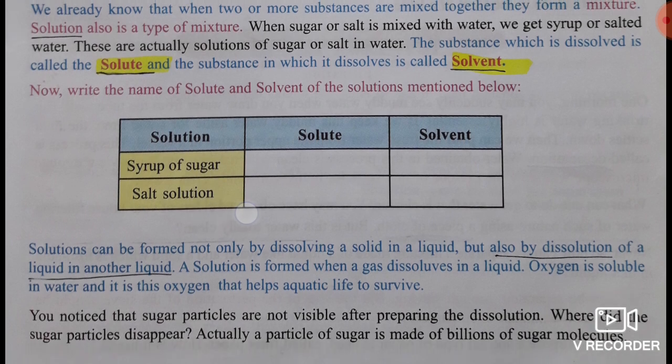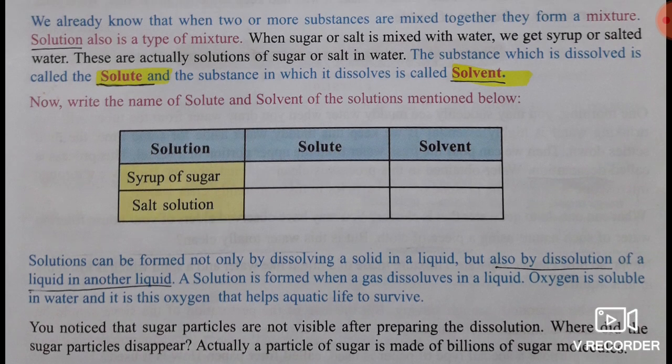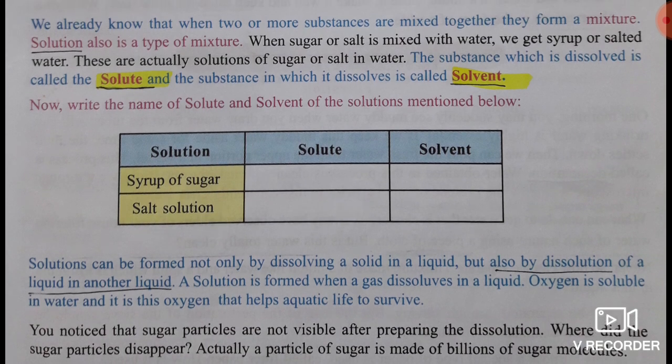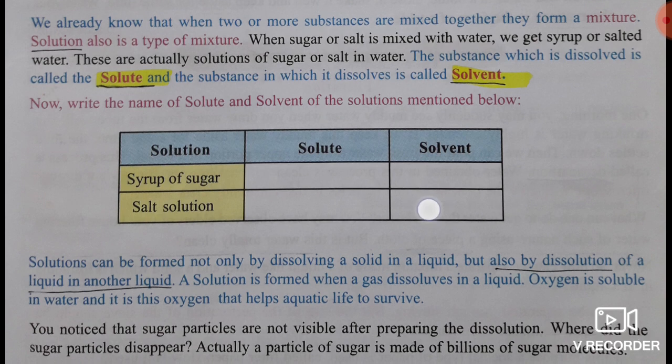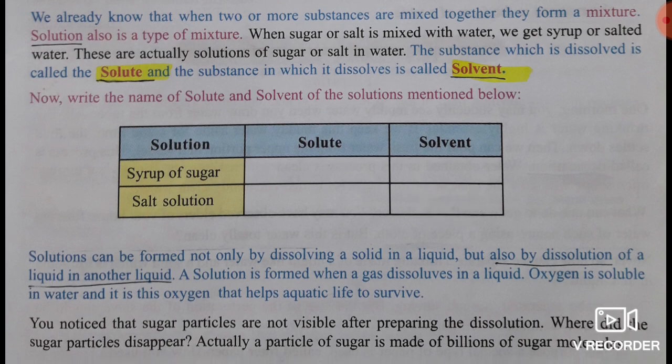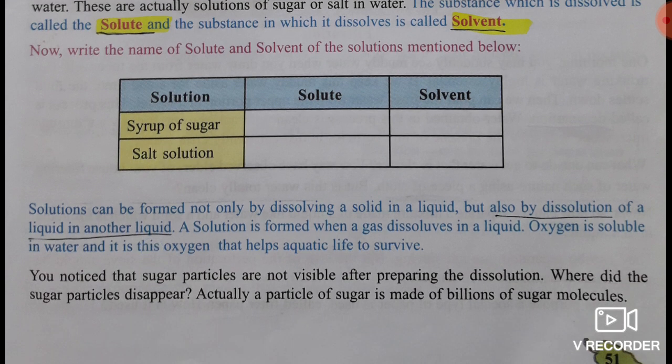Similarly, in case of salt solution, if we add salt to a glass of water, then the solution is termed as salt solution. The solute in this case is salt and the solvent is water. Again, we can also dissolve a liquid in another liquid. For example, if we dissolve lemon in a glass of water, then the solution will be lime water.